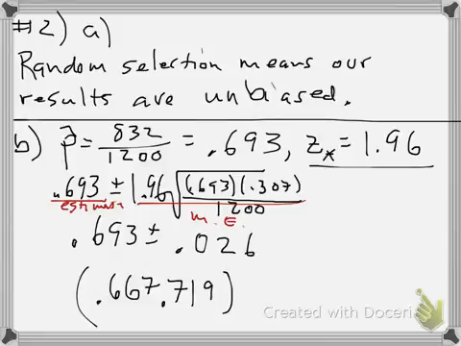So again, I'm 95% confident that the true proportion of kids who like Yummy Yummy Snacky Time, and I'm doing this part C right now, I'm just going to verbally say it. So part C, we are 95% confident that the true proportion of kids who like Yummy Yummy Snacky Time is between 66.7% and 71.9%. So that was part C I just did there, and I said it.